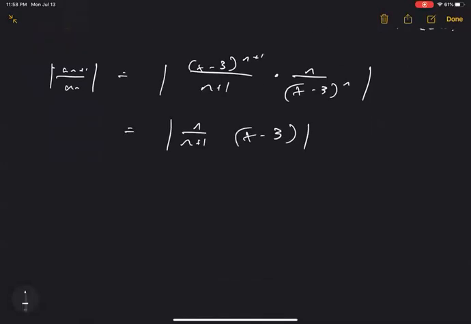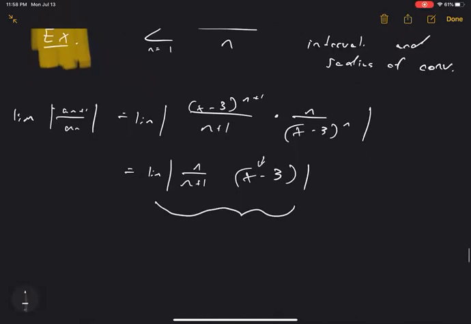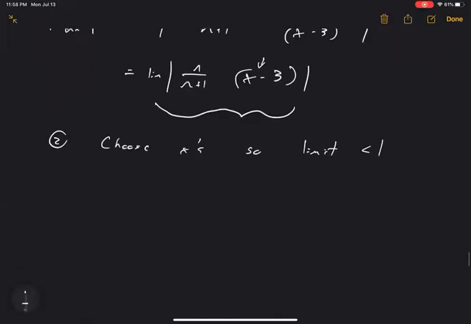All right, so this is my a_n plus 1 over a_n. Now, that's step one, right? And really, I should be taking the limit of all this. Okay, so this is step one. I get this limit here, and x is unknown at this point. But step two is I want to choose x's so the limit is less than 1. Okay, so I want this limit to be less than 1.